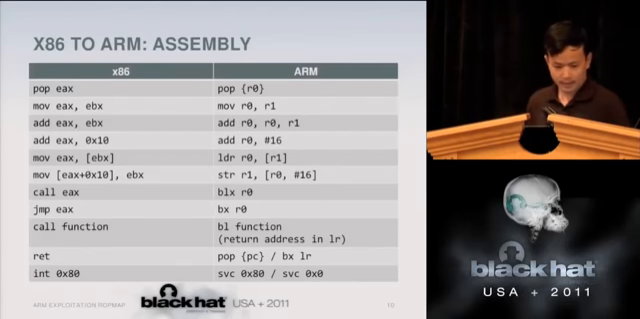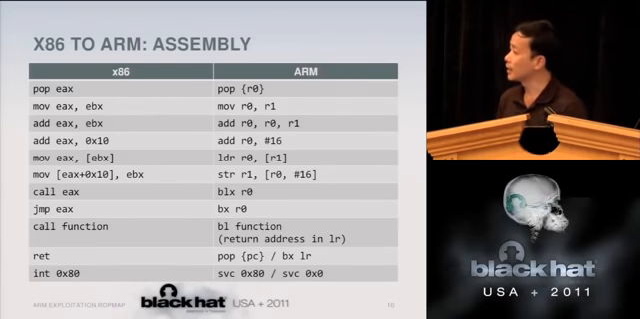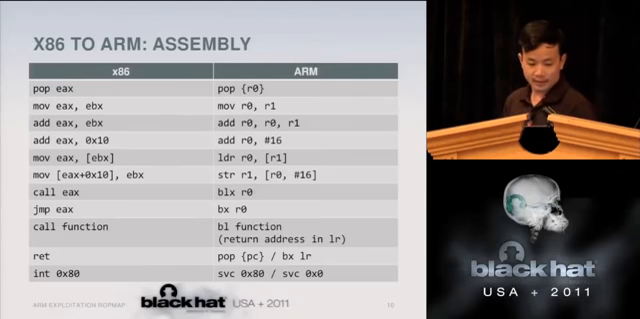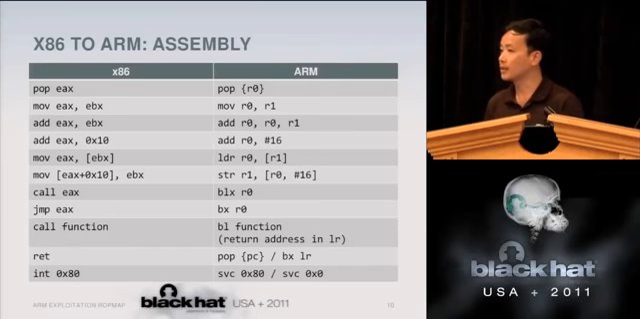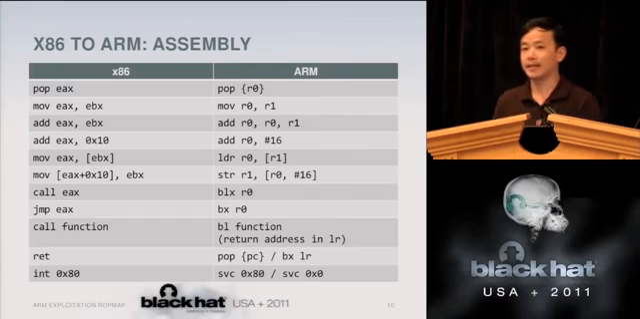Another interesting instruction for writing shellcode is the syscall. It is an interrupt, like in x86, it is int 0x80, and in ARM we have the equivalent, the supervisor call, SVC. So those are just some simple and common assembly instructions in both architectures. If you're familiar with x86, you can catch up with ARM assembly quickly.